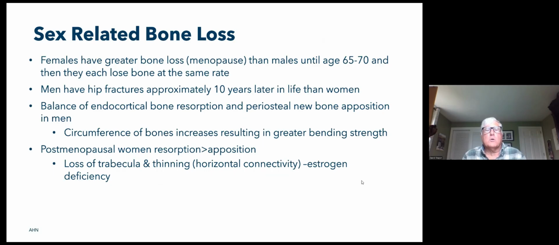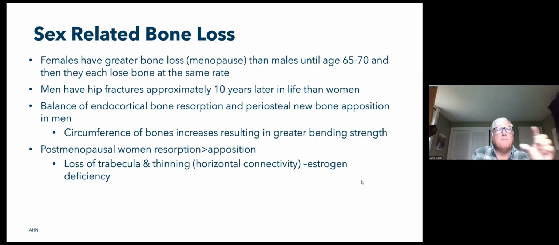Balance of endocortical bone. Remember, cortical bone is the thick outer bone, and spongy bone, cancellous or trabecular bone, is the inner bone. But endocortical bone resorption and periosteal new bone formation in men occur because of the effects of testosterone primarily. So the circumference or width of bones in men increases and they have greater thickness of the cortex, and that results in greater bending strength and less of a chance to break bones. Postmenopausal women don't compensate for that. So the resorption is much more than the apposition.